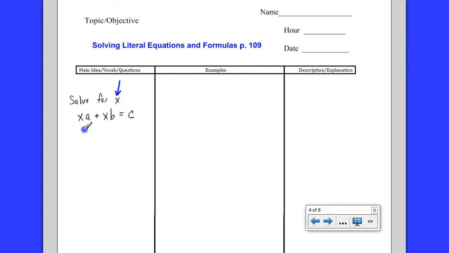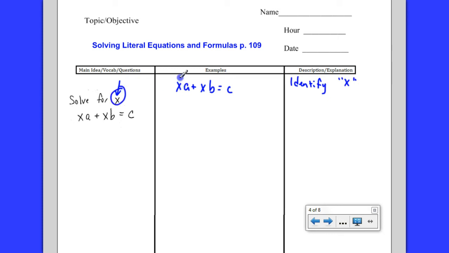In this problem, xa plus xb is equal to c. Well, let's just keep doing things the way we've been doing them, and let's recopy the question here. xa plus xb is equal to c. And the first thing that we want to do is identify what we are solving for. And in this case, we are going to solve for x because that's what it asked me to.